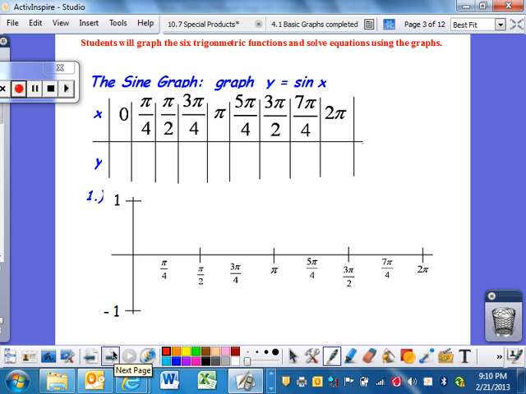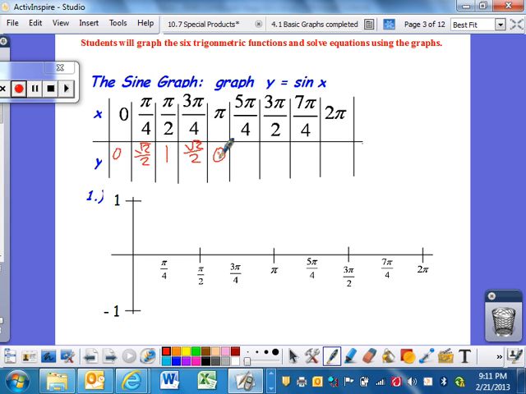If we're looking at a sine graph, we can always do an XY chart, just like we have in the past whenever we're graphing functions in Algebra 2. So what's sine of x going to be? Sine of 0 is going to be 0. Sine of pi over 4 is going to be square root of 2 over 2. Sine of pi over 2 is going to be 1. Sine of 3 pi over 4 is going to be square root of 2 over 2 again. And then sine of pi is 0.